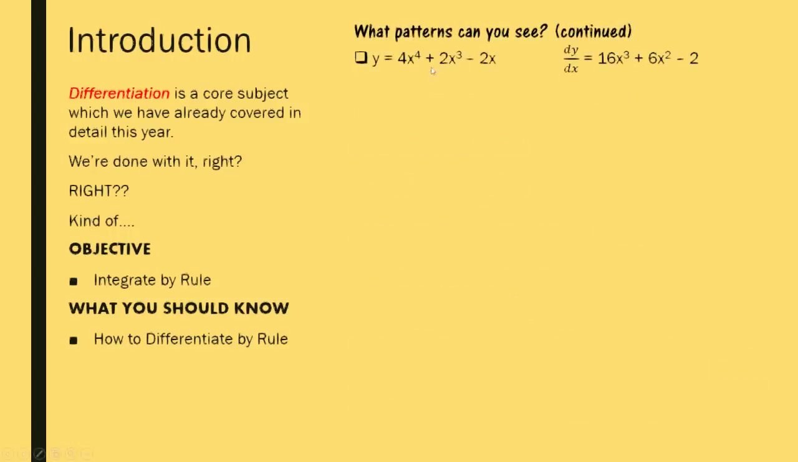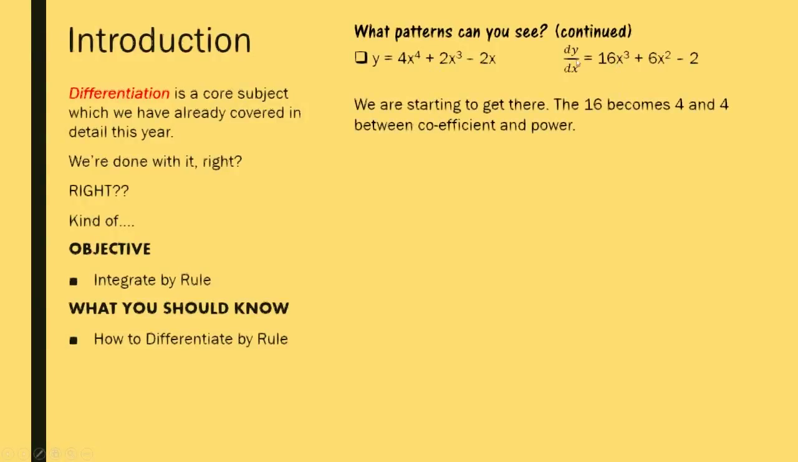If I look at the next one, we're starting to get there. The 16 becomes 4 and 4. So again, the 16 becomes the two factors of it, and the last one, the 6, became a 3 and a 2, which were factors of the 6. And this one, the 16, becomes a 4 and a 4. You should also notice that the 3 becomes a 4 here, and the 2 becomes a 3.